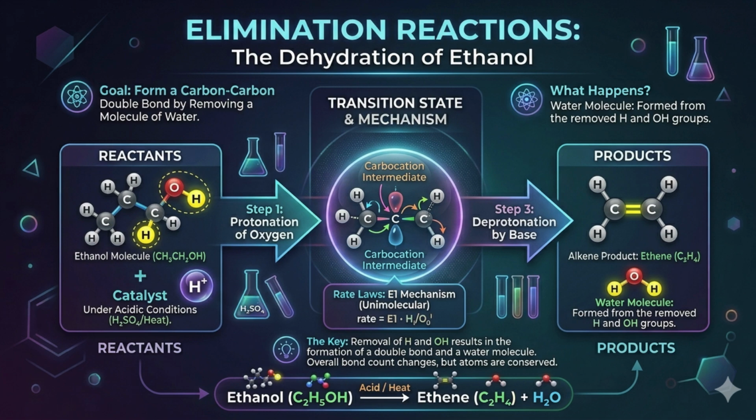Pro tip here is that by using acid and heat, we've shifted the bonds, conserved our atoms, and moved from a saturated alcohol to an unsaturated alkene. Simple, elegant, and essential for synthesizing larger organic molecules.